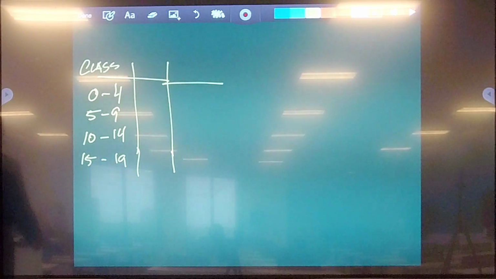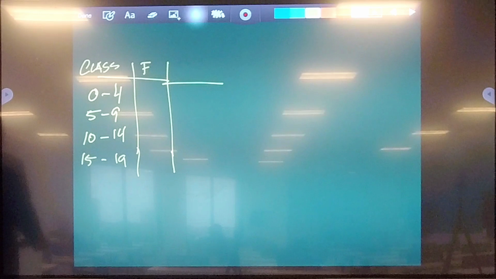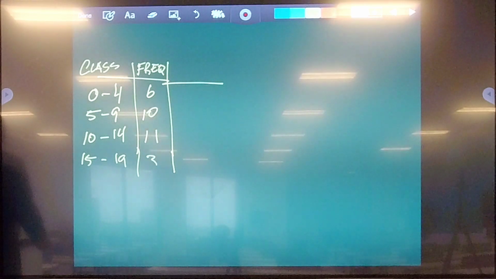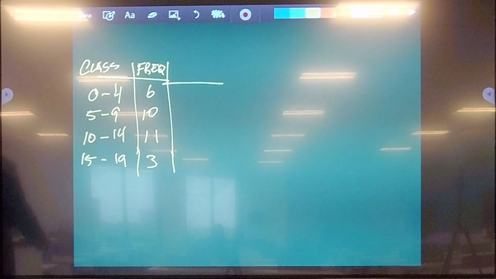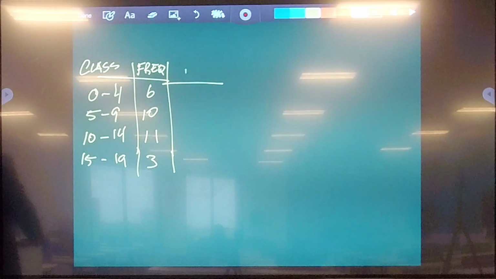Okay. So my frequencies: I do my experiment, and what do I see happen? I see 6 people live really close, and then there's 10 here and 11, and then 3. I want to make a relative frequency table out of this. How do I do that?